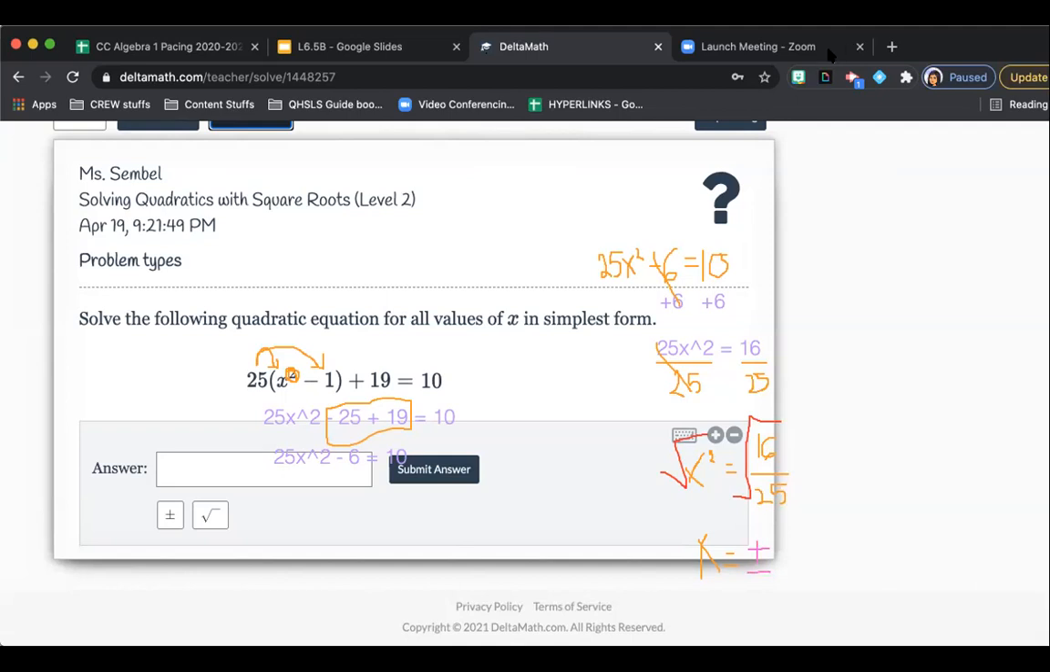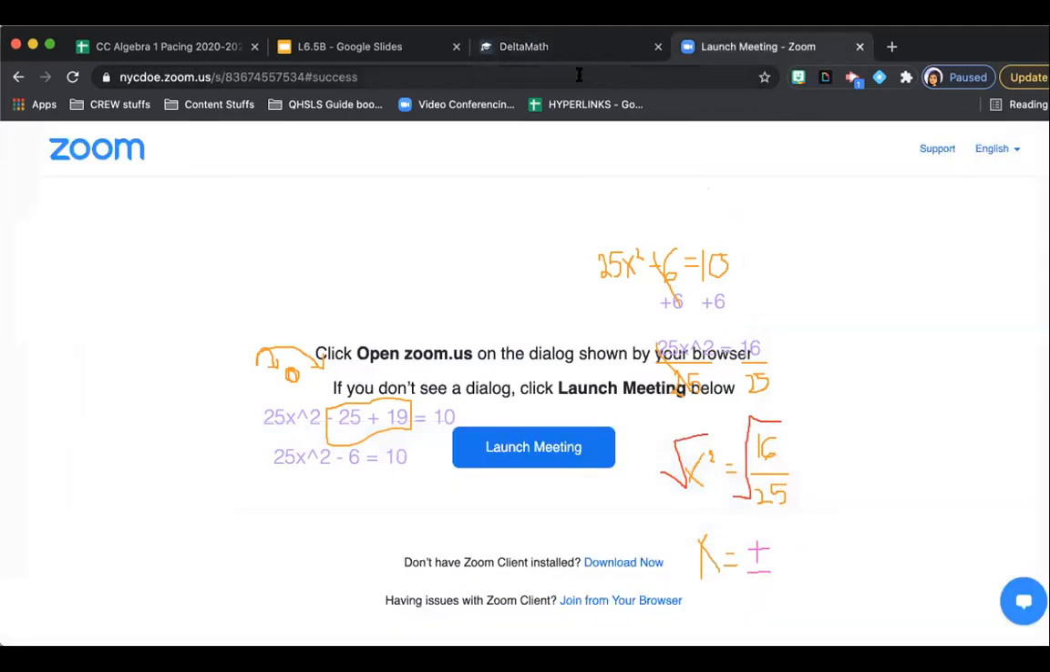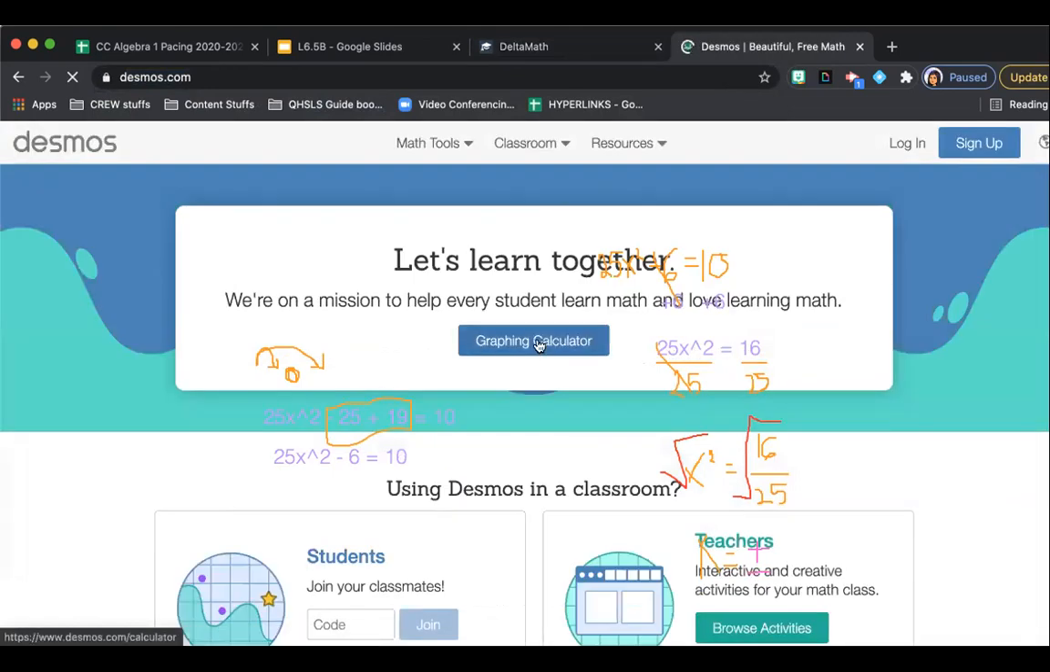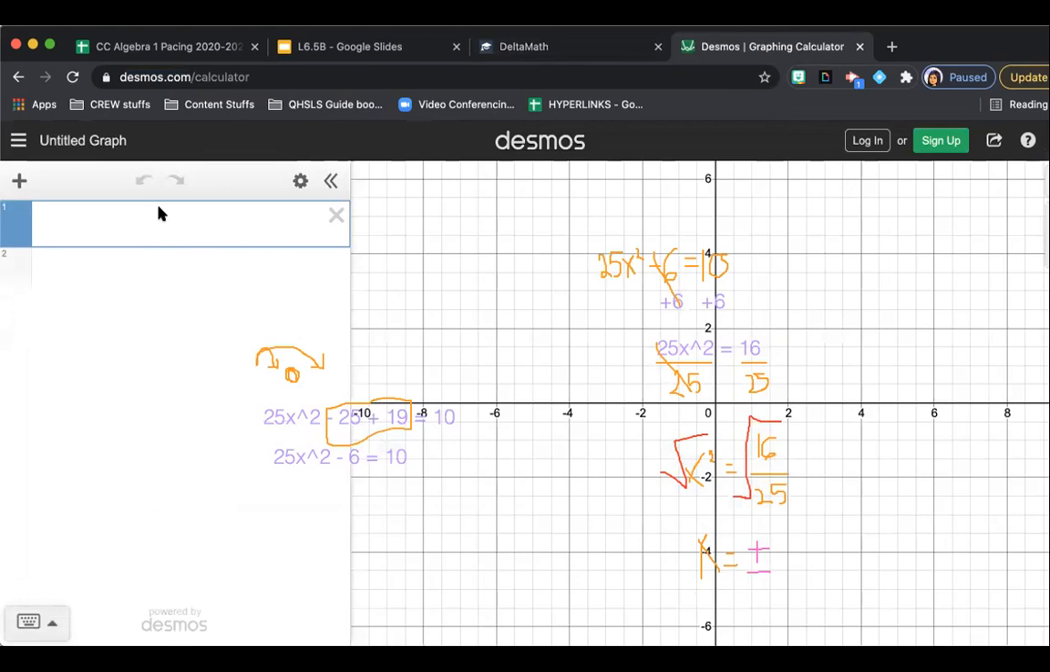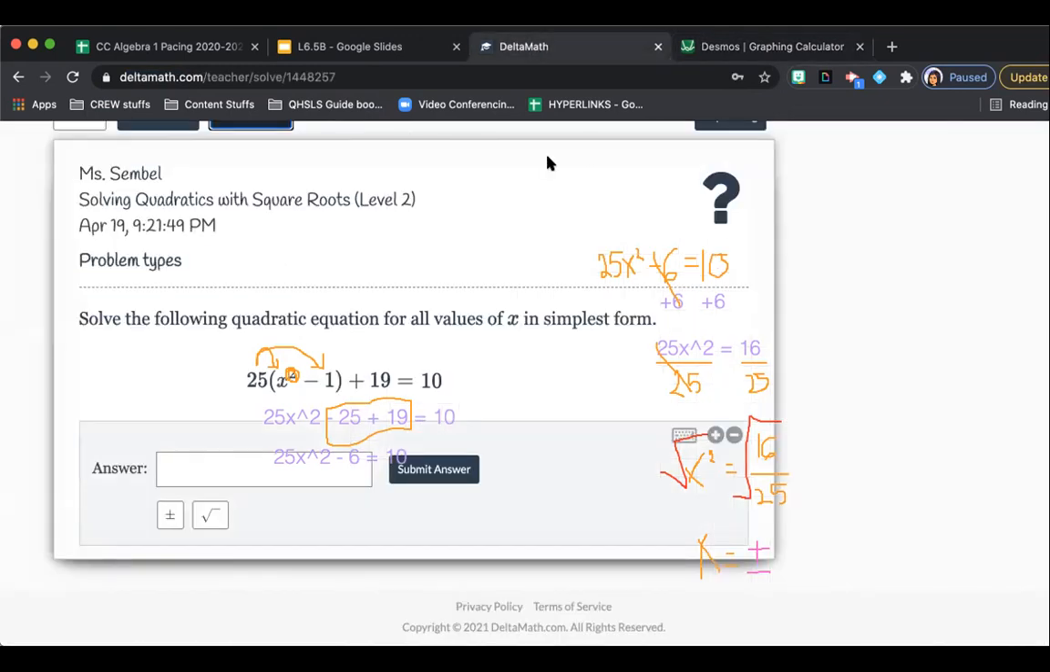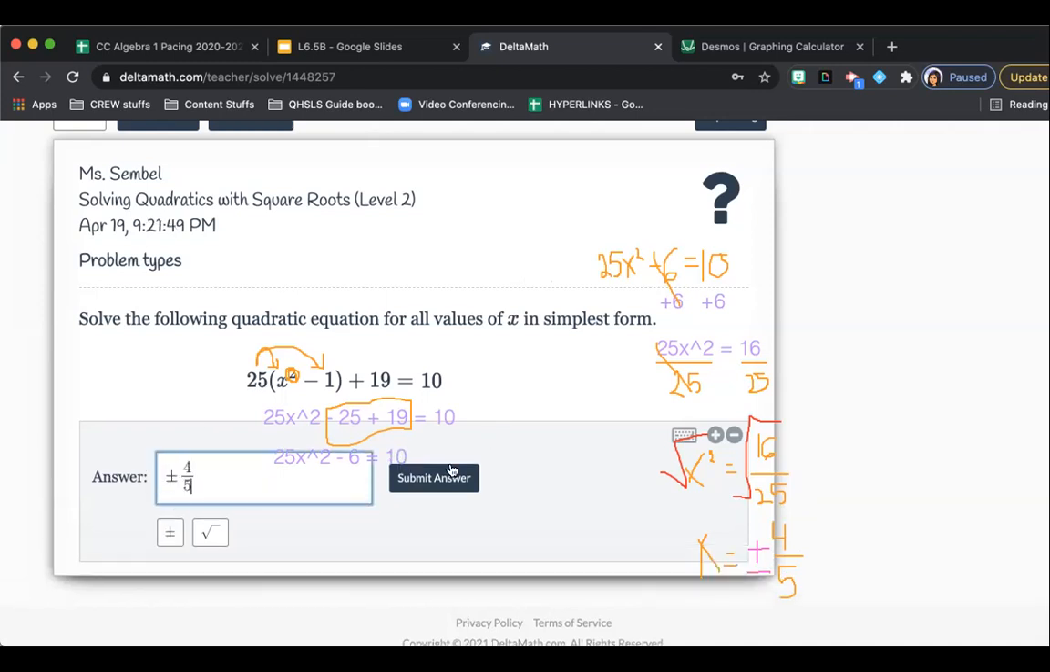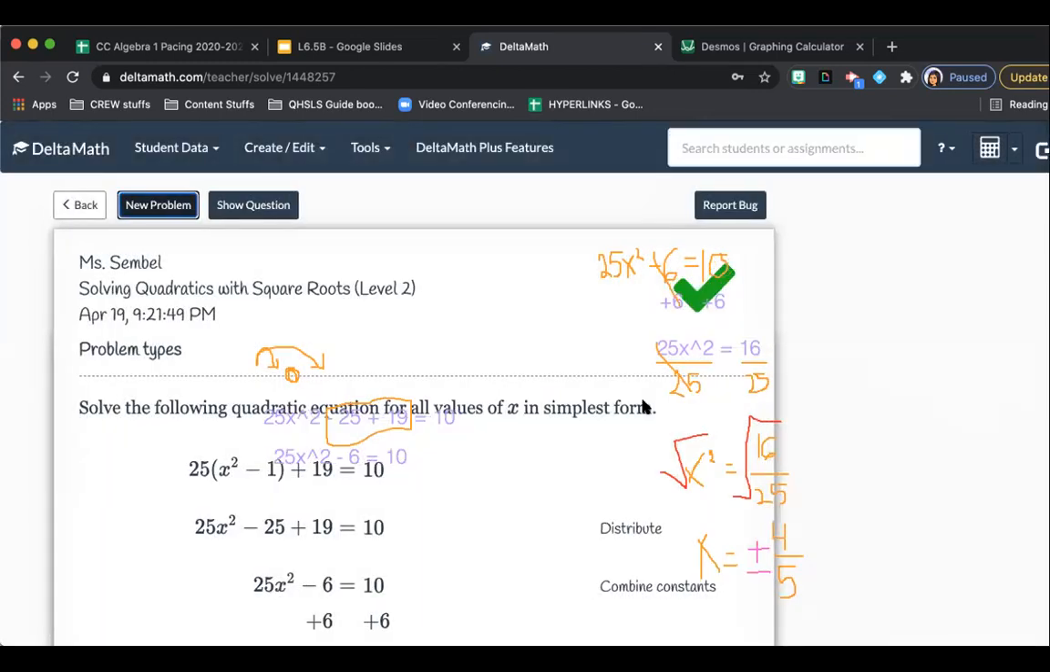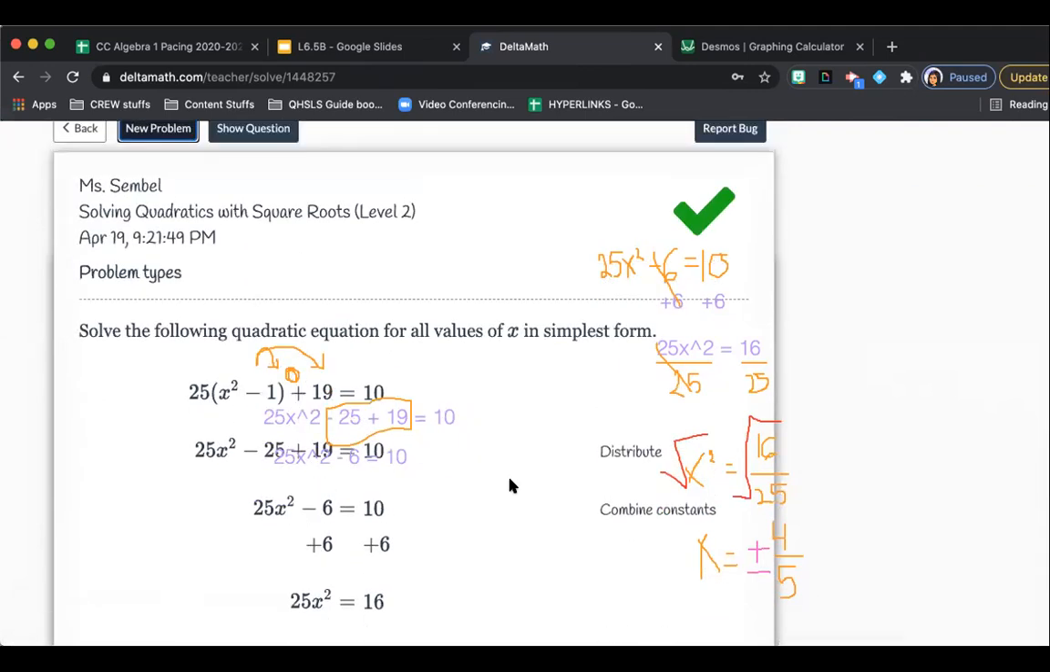Well, what you can do is go to desmos.com and use the graphing calculator. What is the square root of 16 over 25? It's 0.8, right? Let's look at the fraction. It's actually 4 over 5. So we can go here and put this as 4 over 5. So there you go. That's your answer. Let's just write it down here: plus or minus 4 over 5. Let's see if this is right. Okay, so there you go. All right.